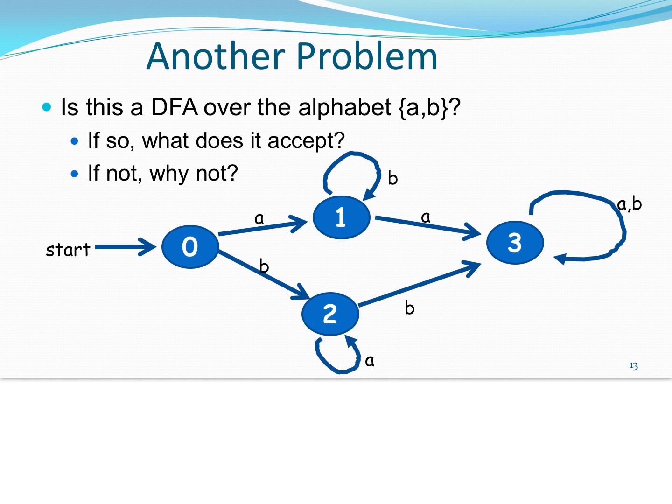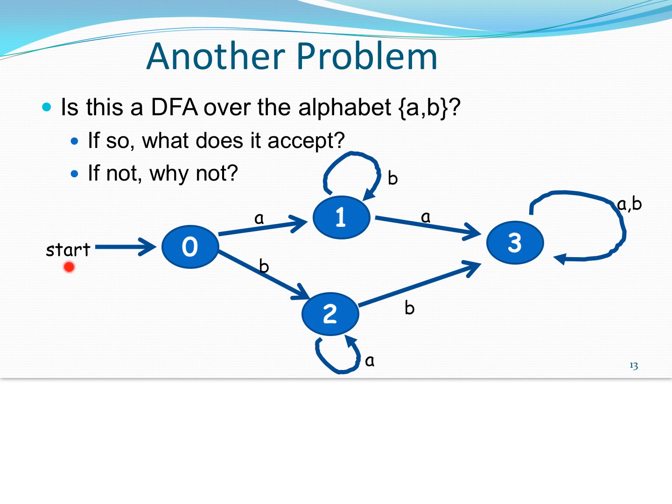Okay, is this a DFA over the alphabet A, B? If it is, then what does it accept? If not, why not? Let's see, if we take a look at it, 0 has an out arrow for A and B, 1 has an out arrow for A and B, 2 has an out arrow for A and B, and 3 has an out arrow for A and B. So that looks promising.